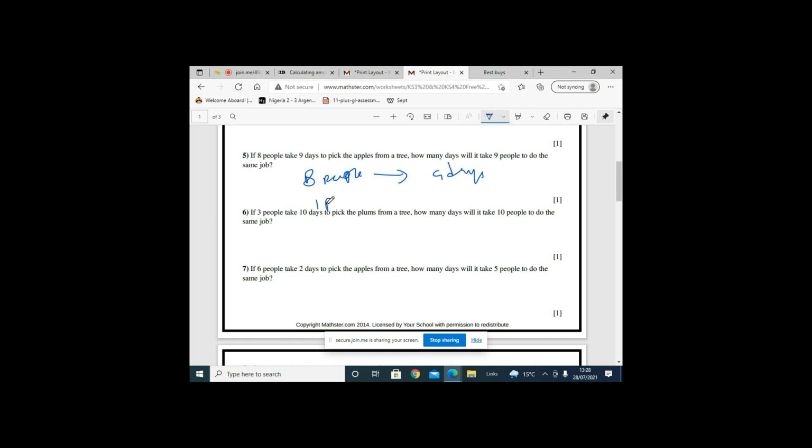So it's going to be what? 1 person equals to what? 9 times 8. That's going to be equal to what? That's 72. So one person will take what? 72 days to actually do it.